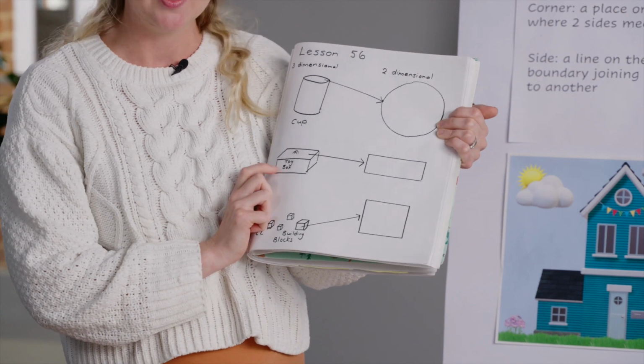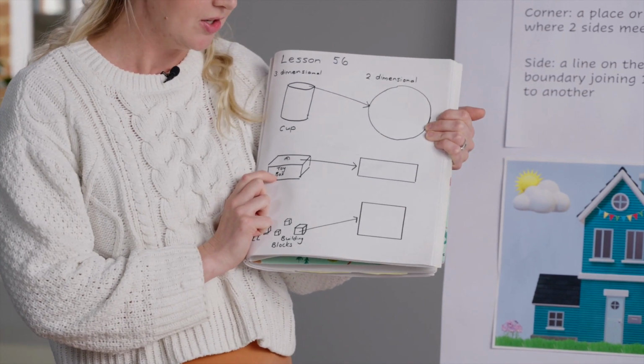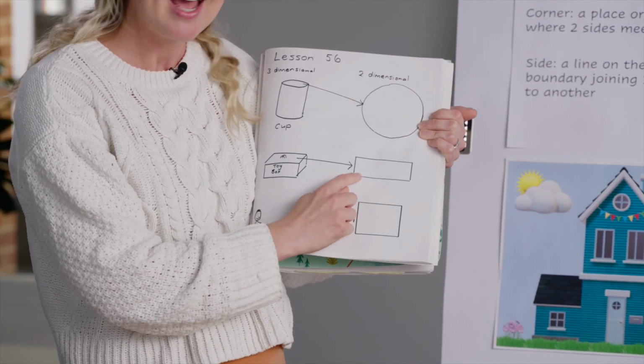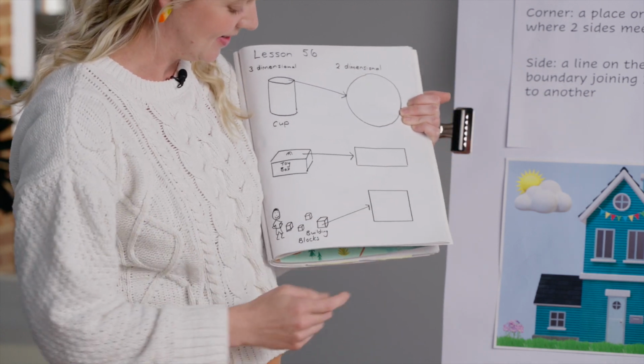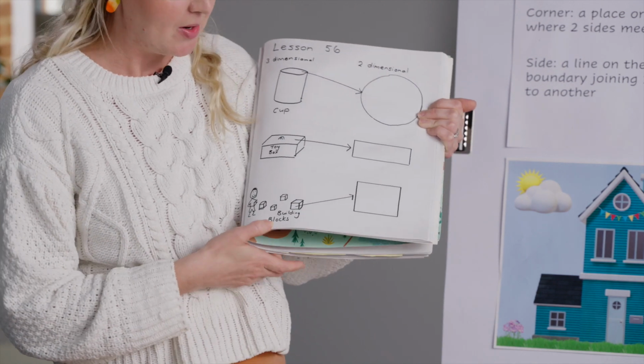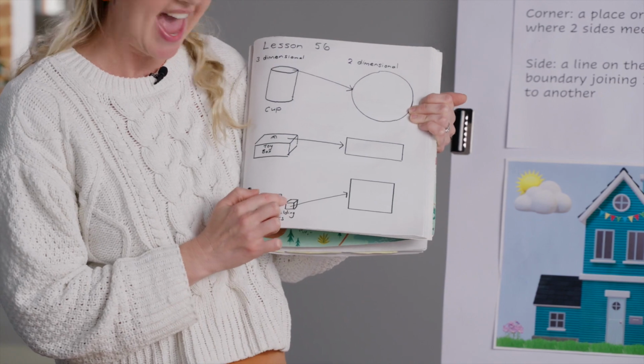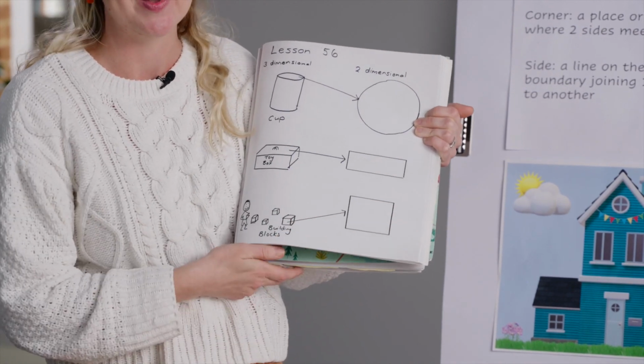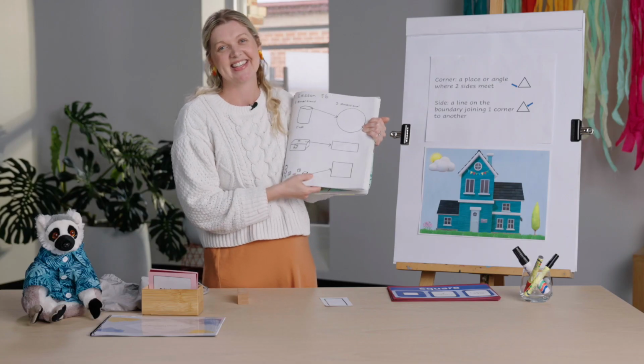Then I looked at my toy box and I noticed that it had a rectangle shape on it. My building blocks were cubes and they had a square on them. How did you go?